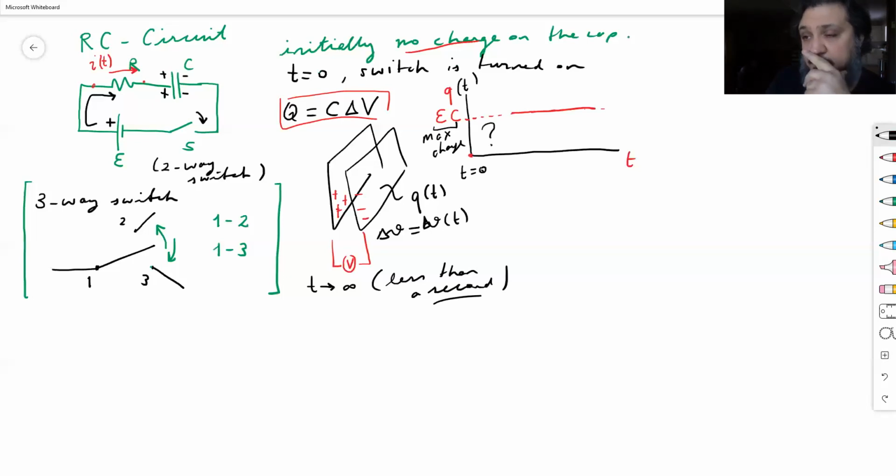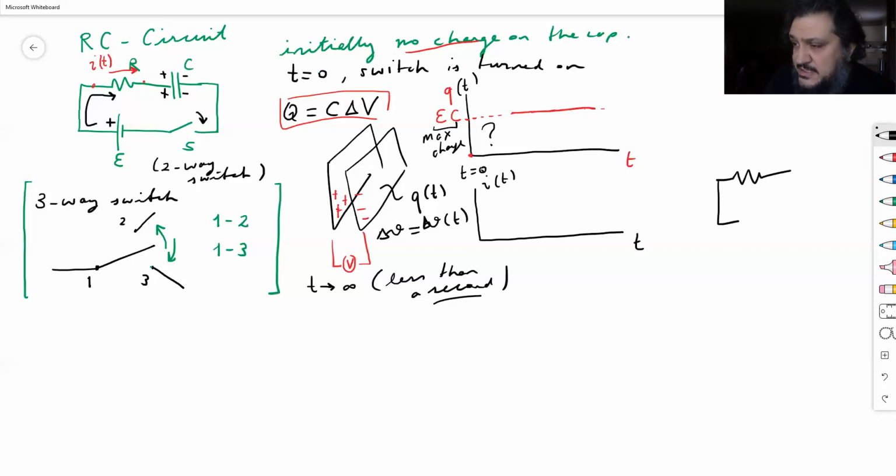What happens in between? What is the function going to look like? Q of t. What is the shape? Okay, that's what we're after. And similar analysis could be done for the current itself. So let this be the current, of course, a function of time. Now, in the beginning, remember, it's almost as if there is no capacitor in the circuit. It's just the EMF.